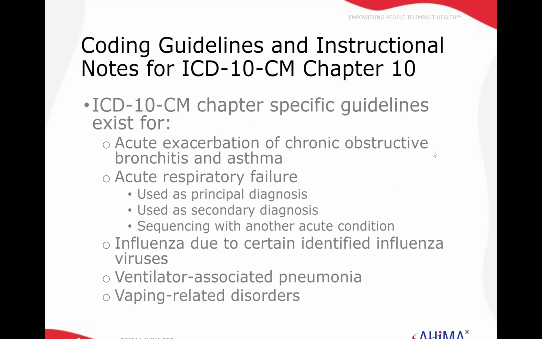And again, terms that you'll see with respiratory include such things as acute exacerbation of chronic obstructive pulmonary disease, bronchitis and asthma, right? Exacerbation. Acute respiratory failure, which could either be a principal diagnosis or a secondary diagnosis, and the sequencing is spelled out in the guidelines. We see pneumonia. Patients sometimes get pneumonia when they're on a ventilator, so it's ventilator-associated pneumonia, and vaping-related disorders. A lot of interest in public health research on this as of late.